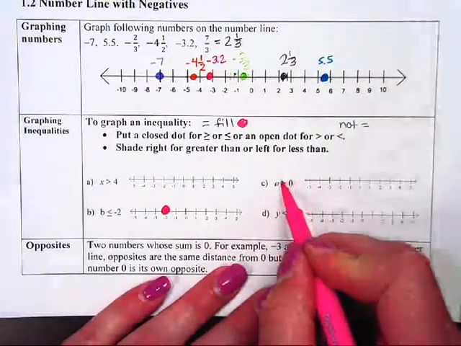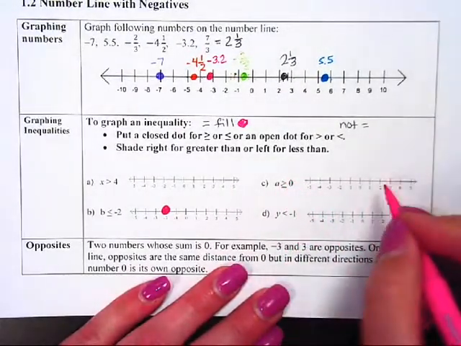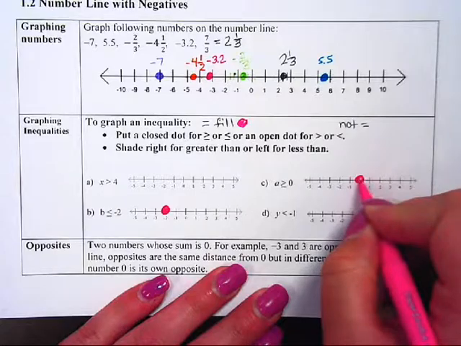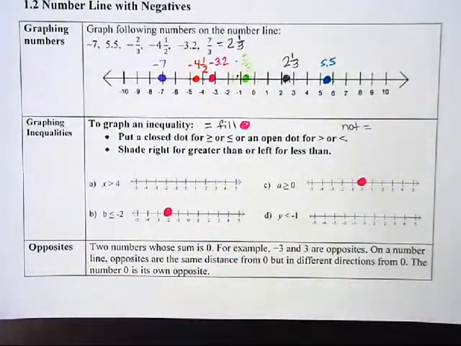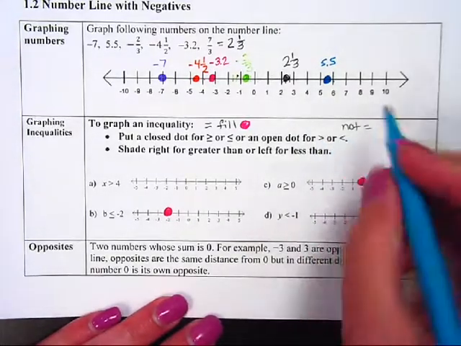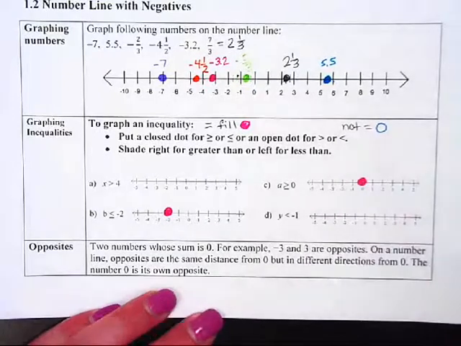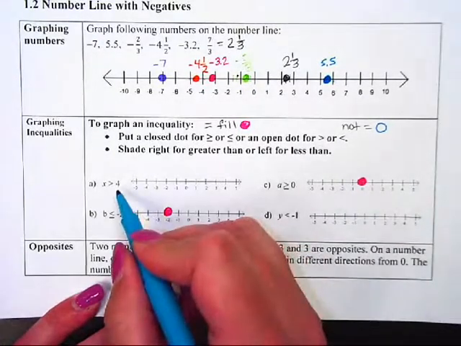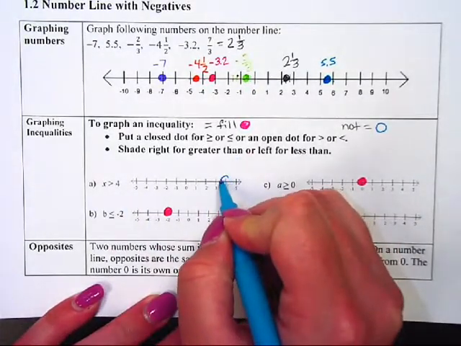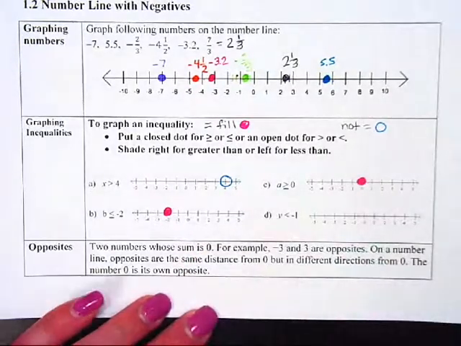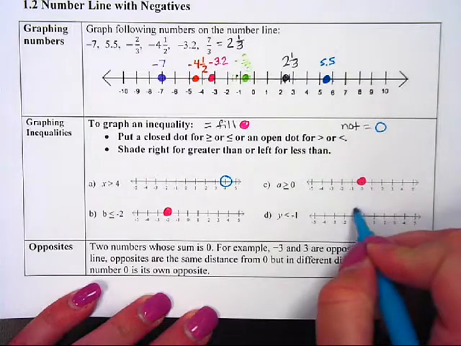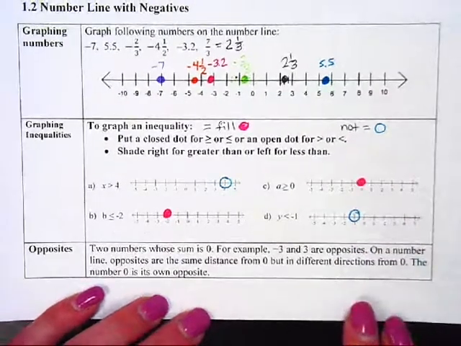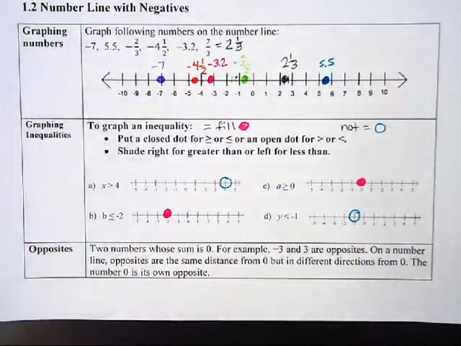Or at A, it said greater than or equal to. So again, at 0, I can go ahead and fill in that dot. The ones that say we're not equal to, that's simply greater than or less than, I'm going to go ahead and put in an open circle. So in this example, I had simply greater than, so I had an open circle at 4. In this one, I was looking for less than -1, so again, open circle at -1. So that was my first bullet point there.